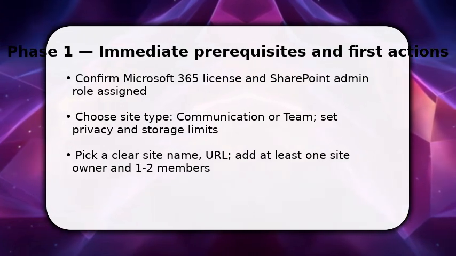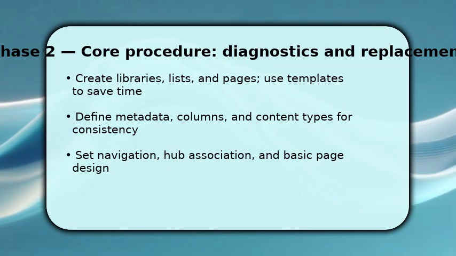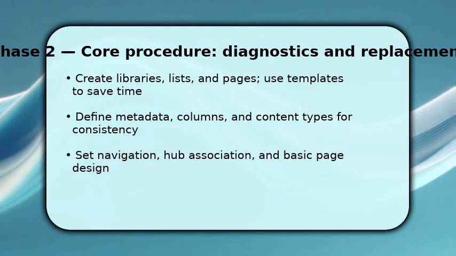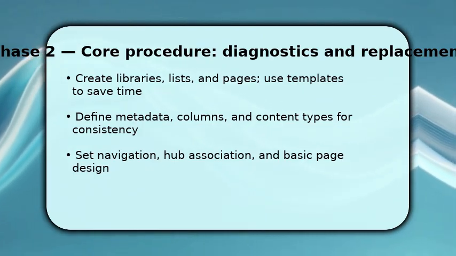Now build the site's backbone. Create document libraries, custom lists, and the first pages. Use built-in templates to accelerate layout. Configure metadata fields, columns, and content types so search and automation behave predictably.